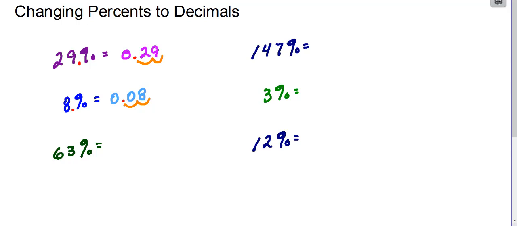How about 63%? Well, again, the decimal point's right there. We know it's going to have to move 2 places, so we're going to have 0.63. Our decimal moves between the 0 and the 6. It came 2 places from behind the 3.